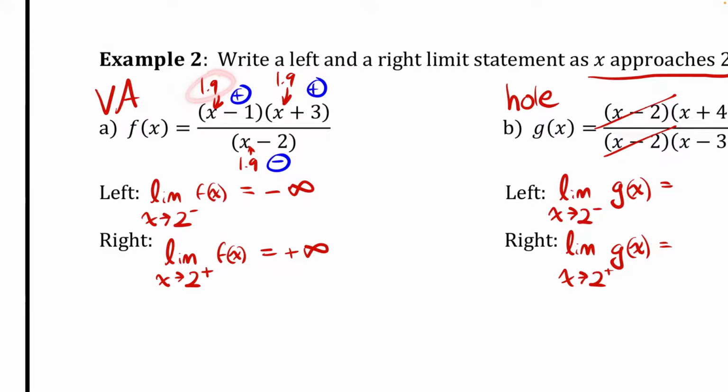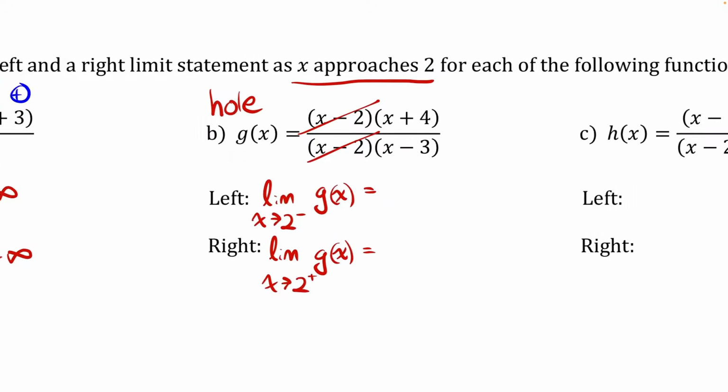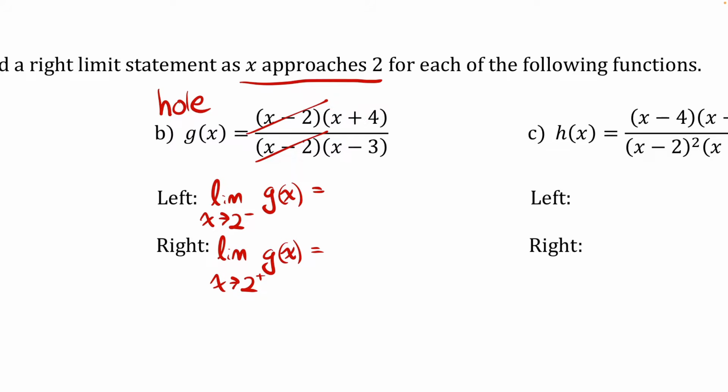Over here, we plugged in 2.1 and 1.9. Over here, I'm plugging in 2. I'm allowed to just plug it in and see what happens. Because these cancel out, as long as we can't divide by 0, it's okay. Plug in 2 then. So let's plug in 2 to both of these.